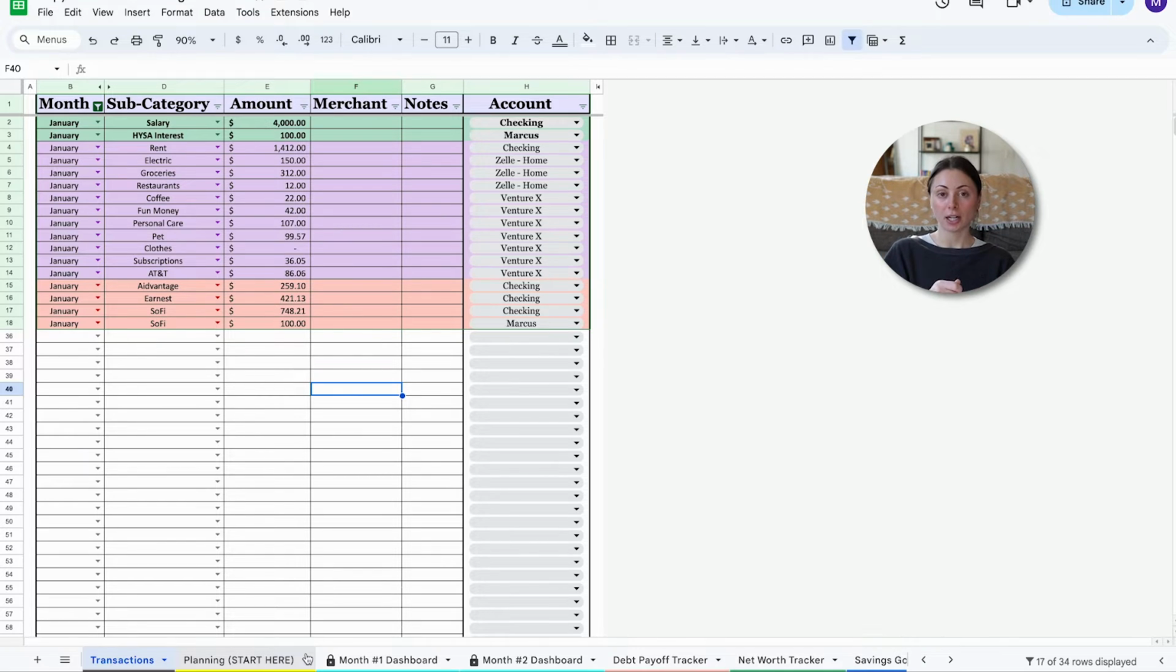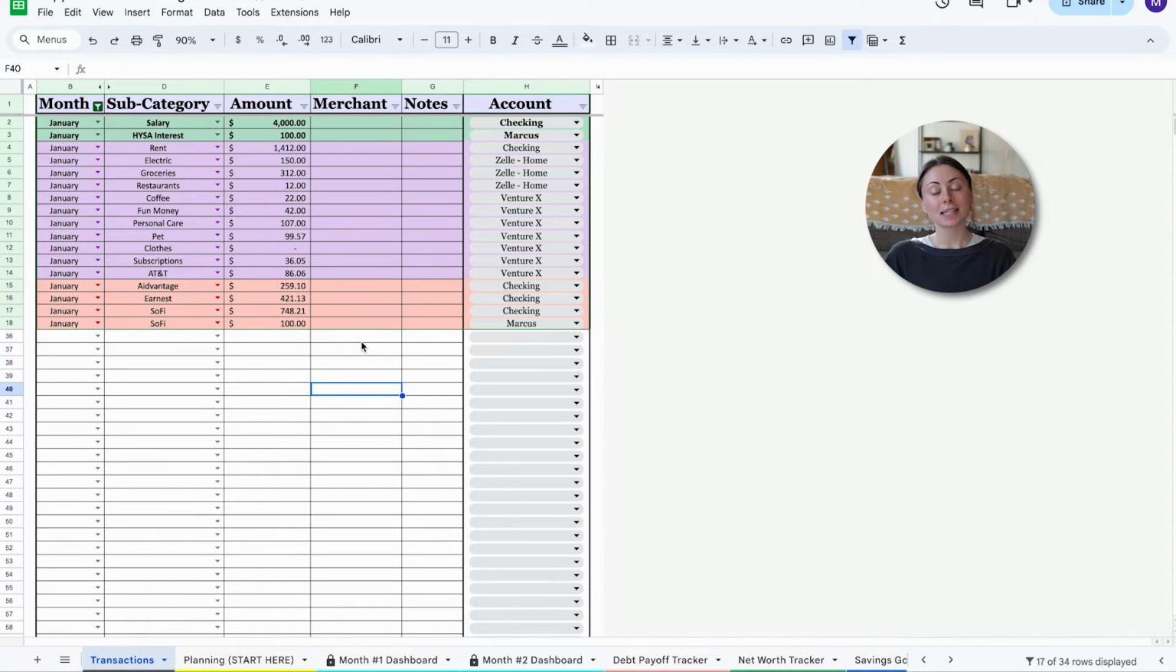If I'm spending on my credit card in January, I'm entering it as a January transaction. Even if my statement is due in February, this is spending I'm doing in January. So I'm using my credit card as a debit card. And every time I go into my credit card, I just go ahead and pay it off.